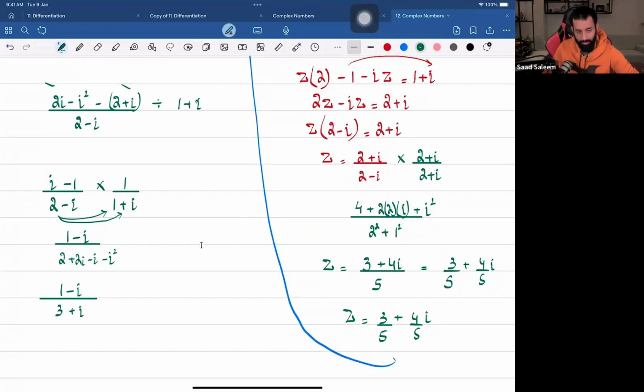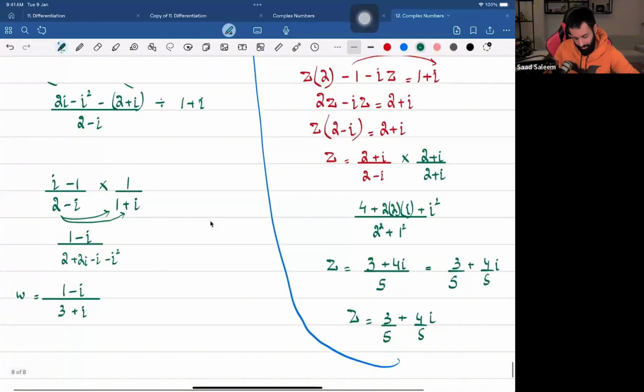So this becomes 3 plus iota. Now what do we have to do? We have to then find out, this remember is the value of w that we're finding out. Now what we have to do is rationalize it and give it in the form of a plus b iota. Okay, so let's do that.